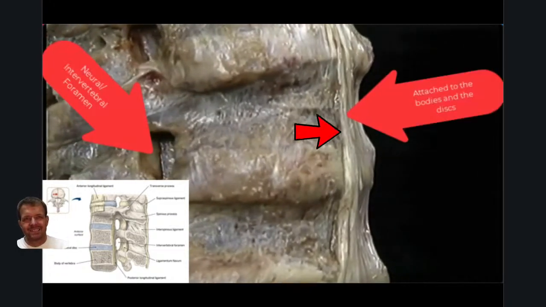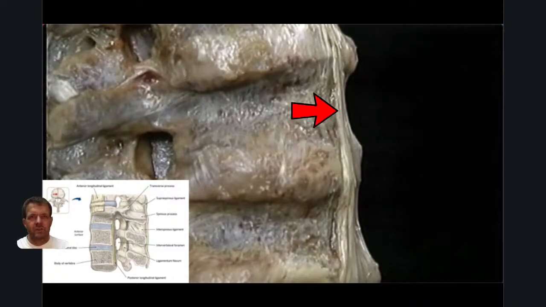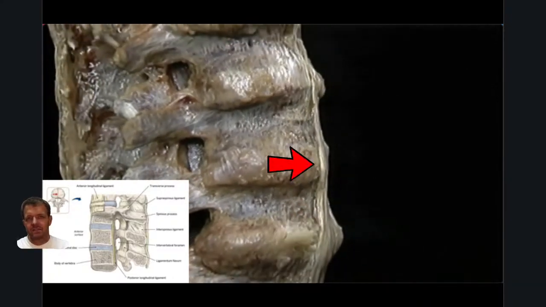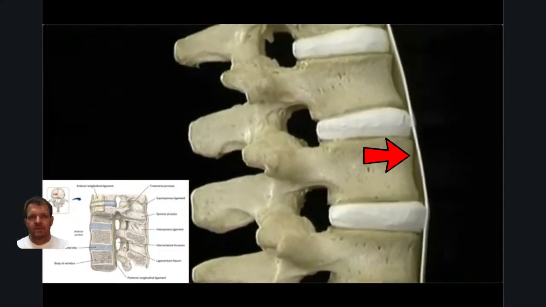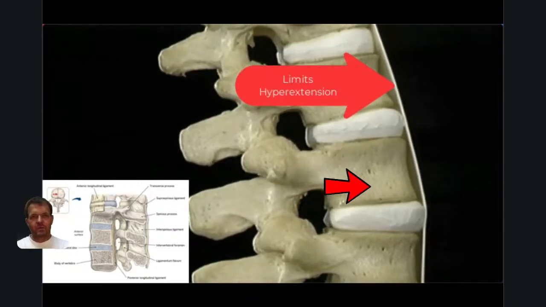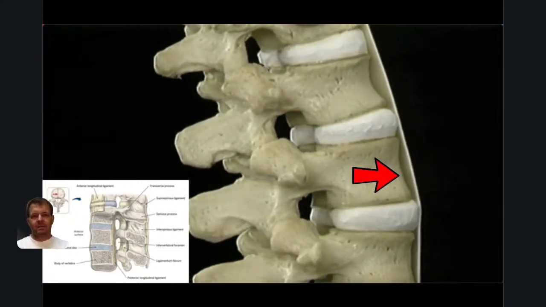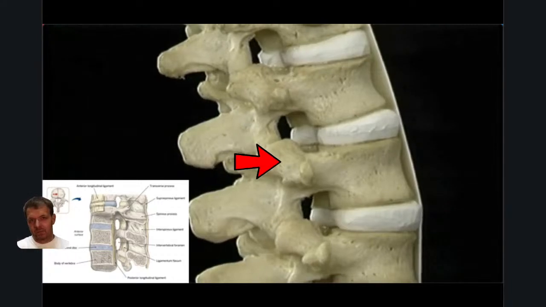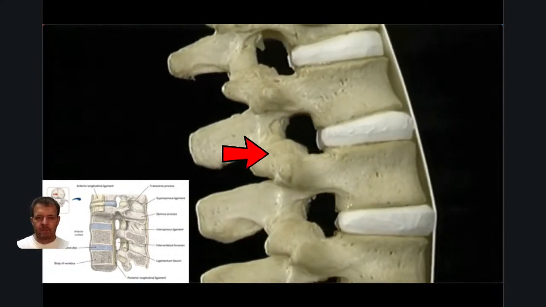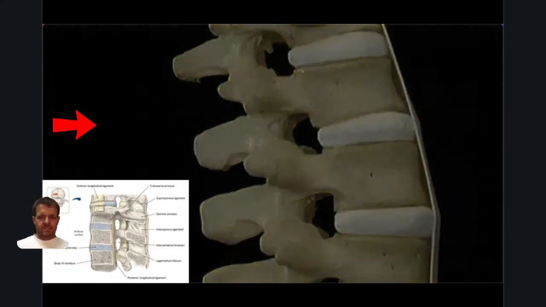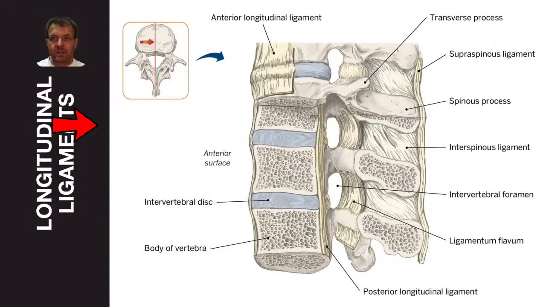But it's adhered to vertebral bodies and the disc. All the way up. And there you go. So if you go into hyperextension, then it will limit that movement, as will the joints at the back. So we've got a couple of things to help stop you hyperextending. Okay, so that's the first one.